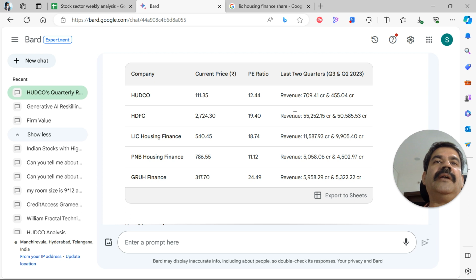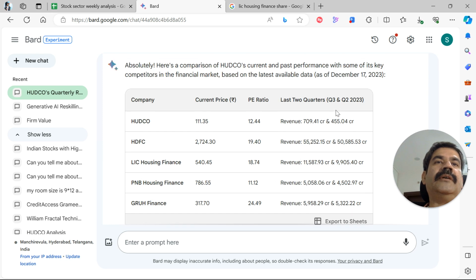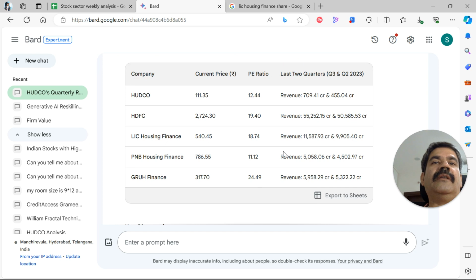Now the only thing that I would like is that the PE ratio is there, current price is there, it has given me the competitors. What I would like to see is that, it has indicated what is the revenue and what's the profit, but rather than giving it to me like this, if it can add a column which gives me quarter on quarter how the profit has grown for each of these companies.